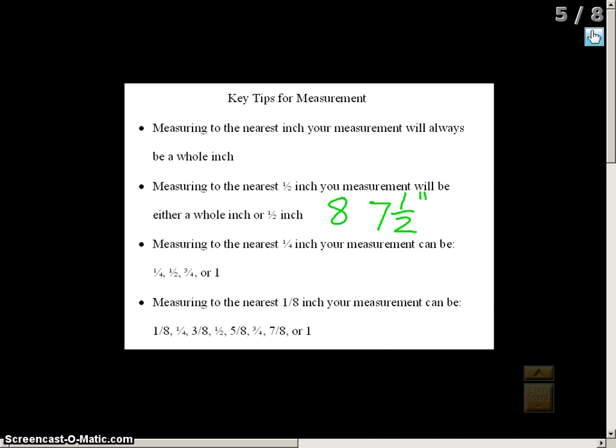Measuring to the nearest quarter of an inch, your measurements can be a quarter, a 1/2, 3/4, or 1 inch. Okay, so 8 1/4, 8 3/4, and so on. Measuring to the nearest eighth of an inch, your measurements can be 1/8, 1/4, 3/8, 1/2, 5/8, 3/4, 7/8, or 1. Okay, so we can see an eighth of an inch gets it pretty specific and pretty narrowed down.